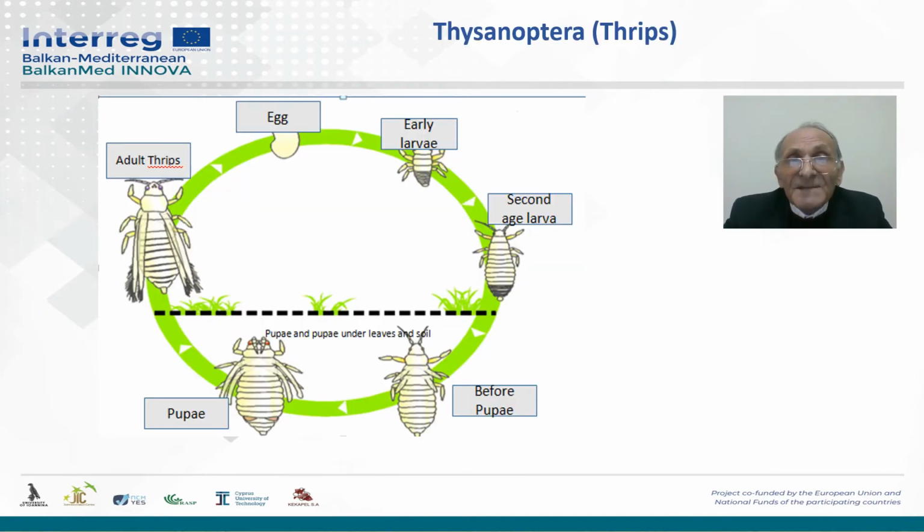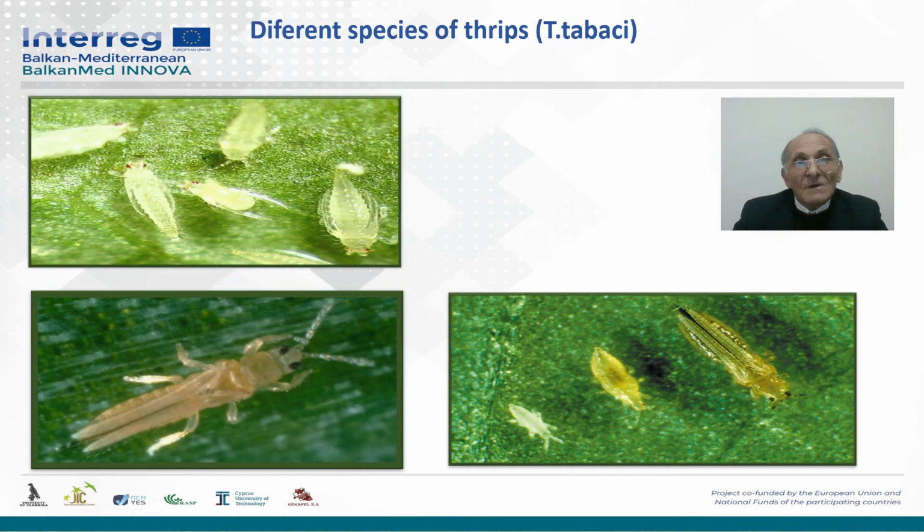Another group of the insects are the thrips. The thrips have more or less this cycle. Eggs, the early larva, the second larva, before the pupa, and the adults. The thrips are more present, especially in vegetables, and some of them are very dangerous because they are vectors for some virus diseases. See here some pictures of the thrips. This is the view of the thrips in different crops.